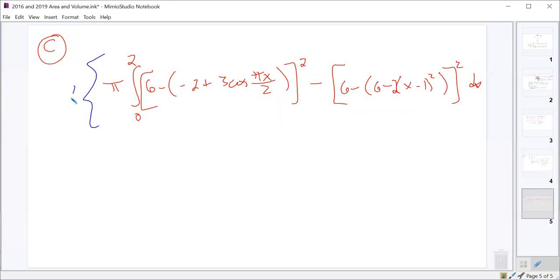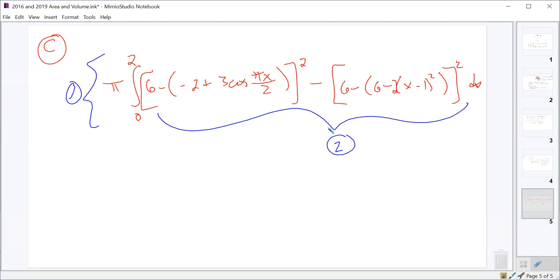1 point for the limits and the constant. 1 point, or sorry, 2 points for having this correct. Any questions on that? So with the 2 points for getting the correct integrand, would it break down to 1 point for the left side and 1 point for the right side, or is it like an all or nothing thing? Like you mess up one of them, you miss both points.